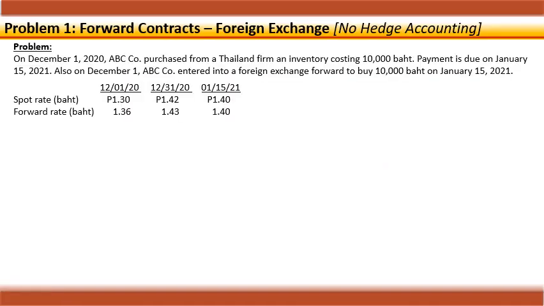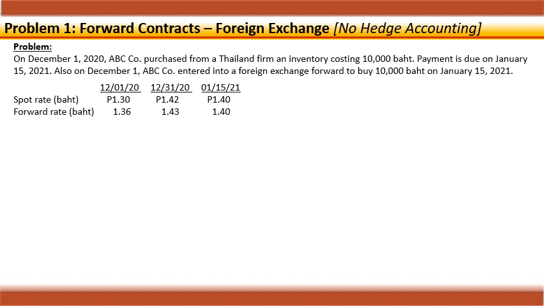Okay, mag-example tayo. For number 1, forwards contract ito for foreign exchange and no hedge accounting muna. So, on December 1, si ABC Company purchased from a Thailand firm an inventory costing 10,000 baht. Payment is due January 15, 2021. Also on December 1, ABC Company entered into a foreign exchange forward to buy 10,000 baht on January 15, 2021.